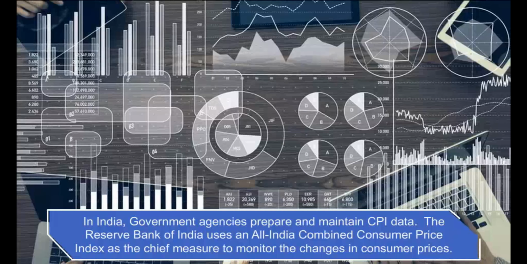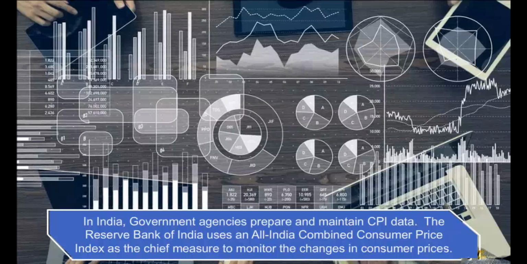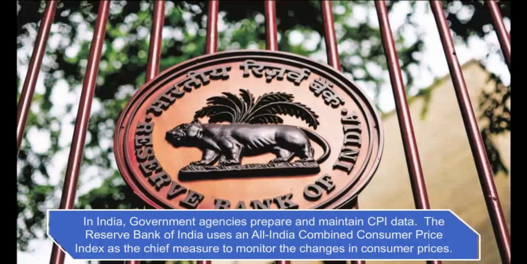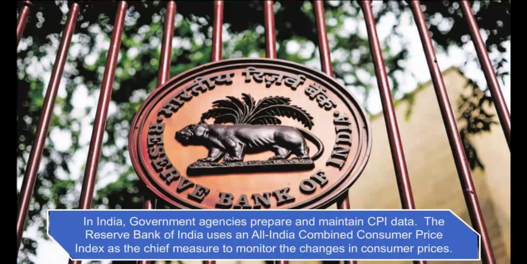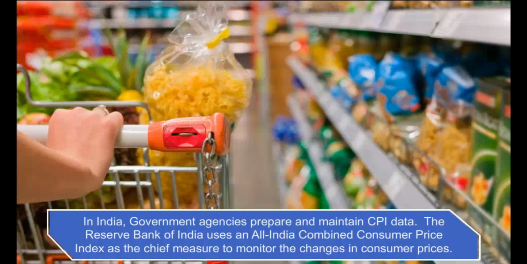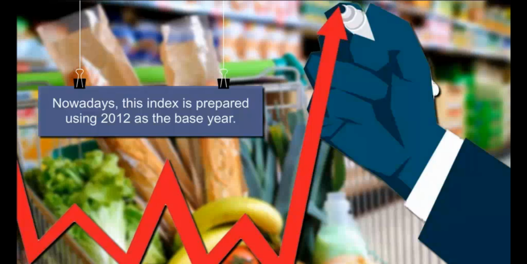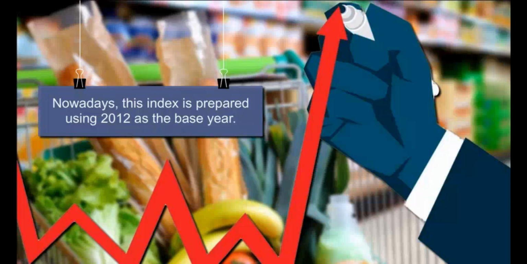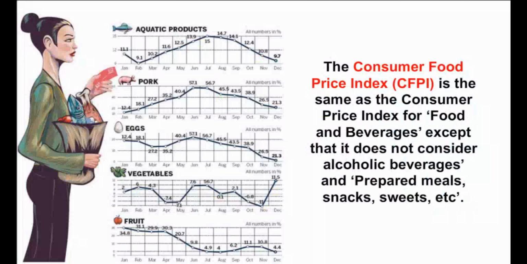In India, government agencies prepare and maintain CPI data. The Reserve Bank of India uses the All India Combined Consumer Price Index as the chief measure to monitor the changes in consumer prices. Nowadays, this index is prepared using 2012 as the base year. The Consumer Food Price Index is the same as the Consumer Price Index for food and beverages, except that it does not consider alcoholic beverages and prepared meals, snacks, sweets, etc.